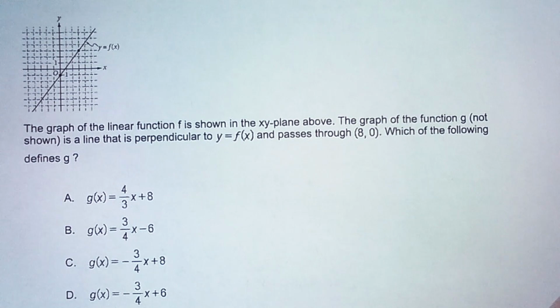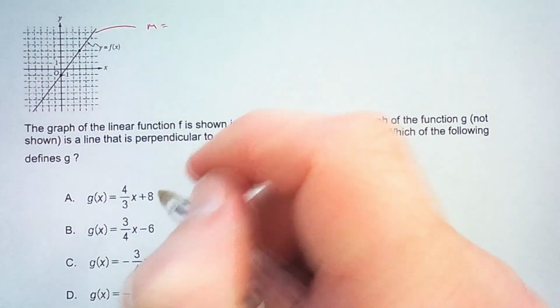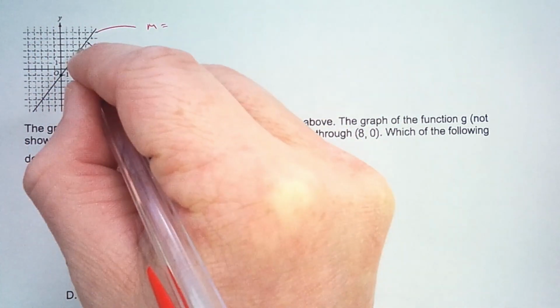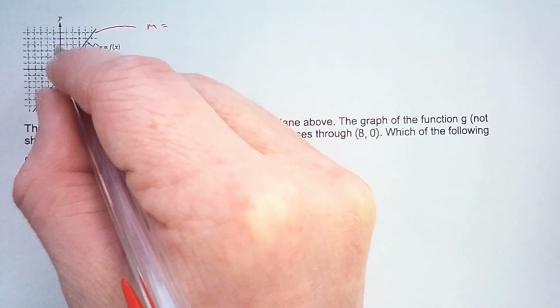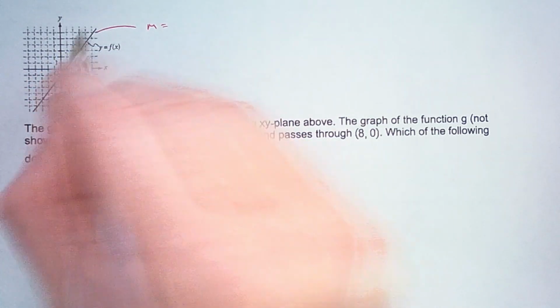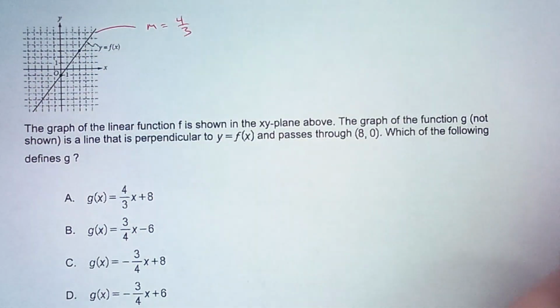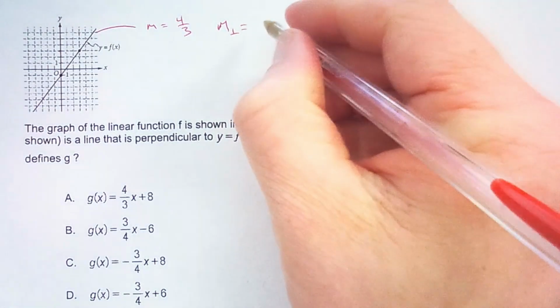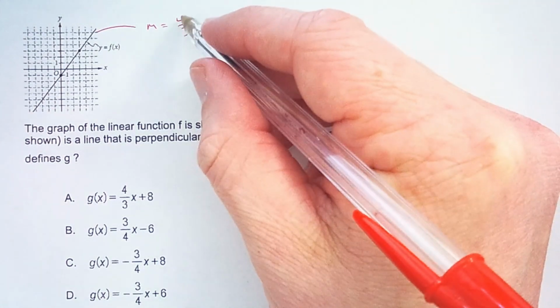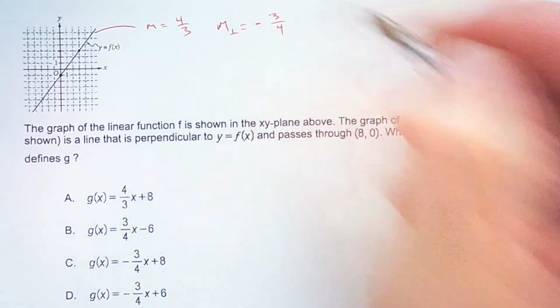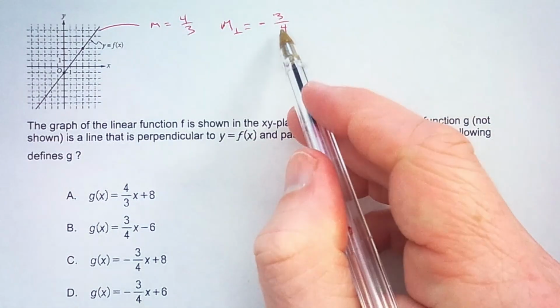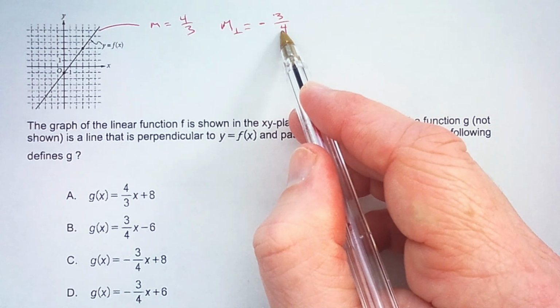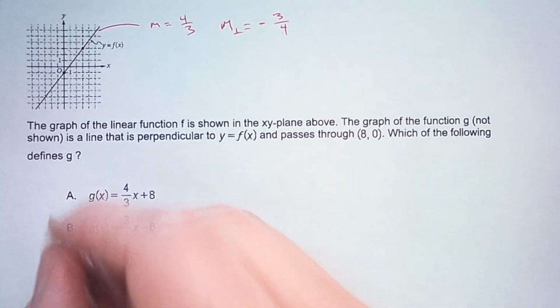So first, let's find the slope of this line. Slope m equals rise over run. So from this point to this point, it rises 1, 2, 3, 4, and it runs 1, 2, 3. So 4 over 3 is the slope. Now g is going to be perpendicular. So the slope of a perpendicular line is the opposite reciprocal. So it's negative for opposite, and for reciprocal, 3 over 4. So this is the slope of line g. Okay, so that tells me it's either C or D. A and B are out.